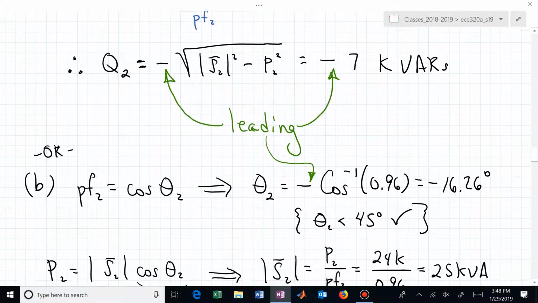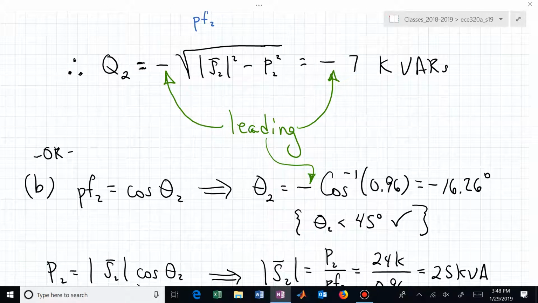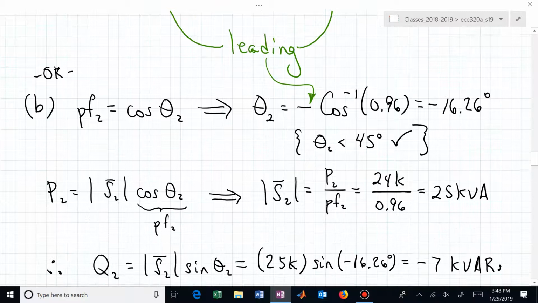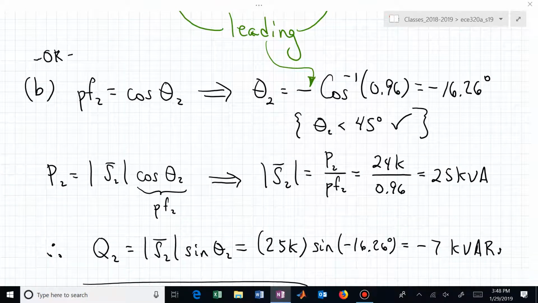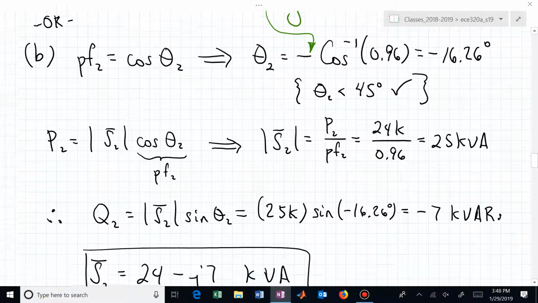The angle here is 16.26 in magnitude. It has a negative sign because now we know it was leading. So now we have a minus 16.26, and we could have calculated Q2 using apparent power times the sine of the angle. So now Q2 is apparent power, 25K, sine of minus 16, or minus 7 kilovars. We now have S1 and S2.